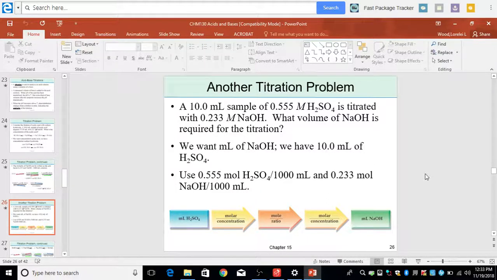All right, so we've got sulfuric acid and some sodium hydroxide coming together, a neutralization reaction, and it looks like we've got 10 mLs of the sulfuric acid. The concentration of the sulfuric acid is 0.555 molar, and our concentration of the NaOH is 0.233 molar, and they want to know how many milliliters we need to do that titration.